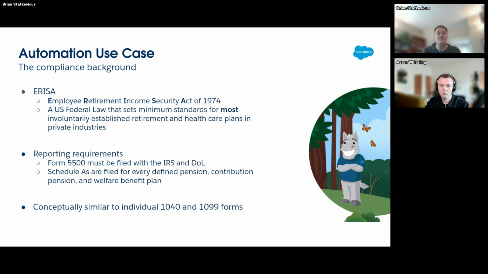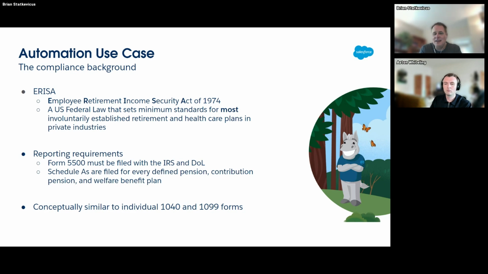What do they have to file? They have to file a 5500 and a Schedule A for every defined voluntary pension, welfare benefit, and contribution pension. For example, if your company offers medical coverage through either Kaiser or United Healthcare, that's two separate Schedule A's that have to be filed, one for Kaiser, one for United Healthcare.